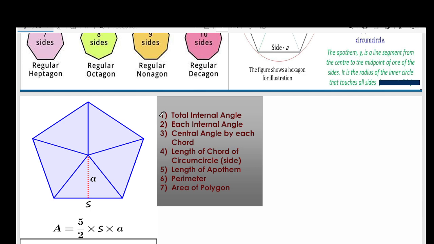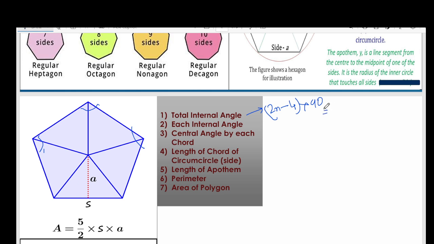Later I will show the corresponding values for all the polygons through an Excel sheet. So first question is the total internal angle. What is the internal angle? This one is your internal angle. The total of 5 internal angles you will get. The formula for the total internal angle, which you have to understand and remember, is (2n minus 4) into 90 degree, where n means the number of sides. Here for a pentagon it is 5.